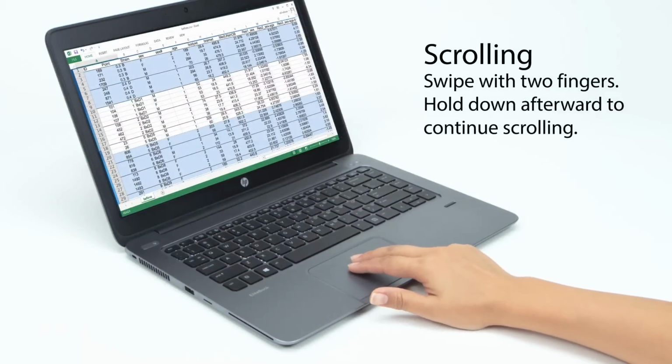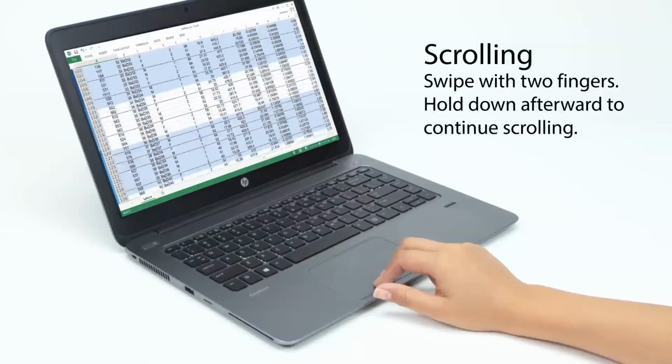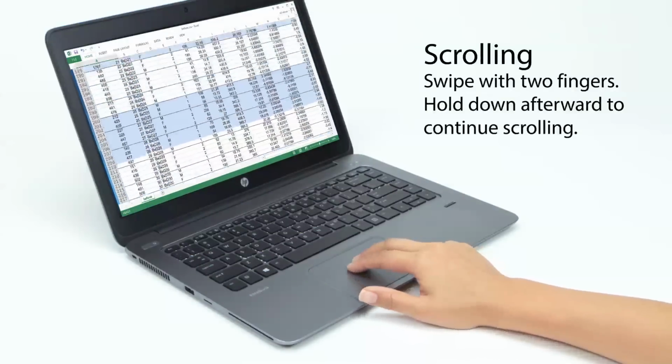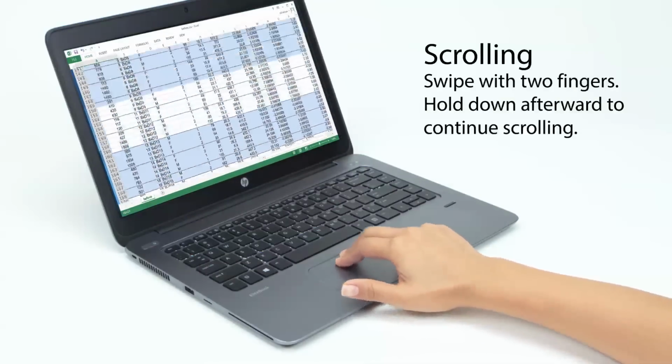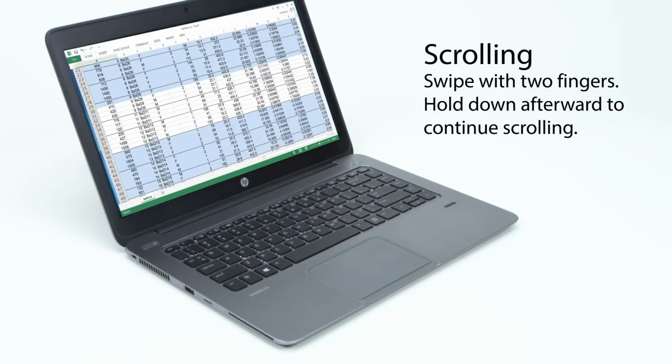Scrolling has improved as well. As usual, initiate scrolling by swiping two fingers on the touchpad. Then, instead of lifting your fingers at the end of the swipe, just hold your fingers down to continue scrolling. Vary the pressure to increase or decrease scroll speed.